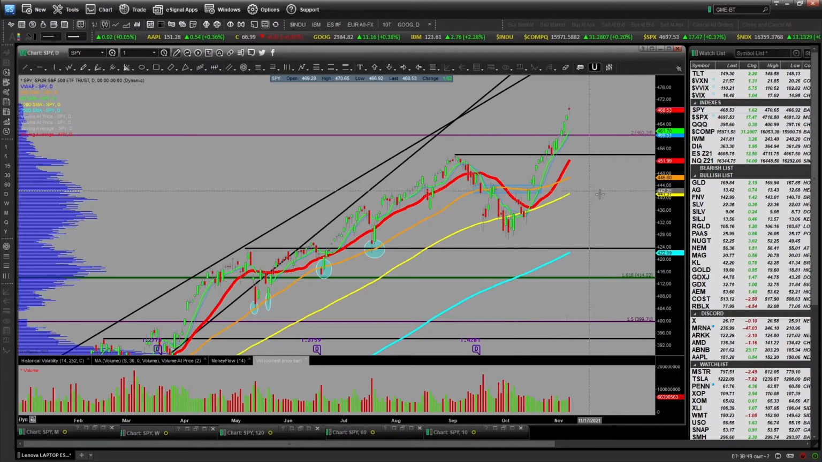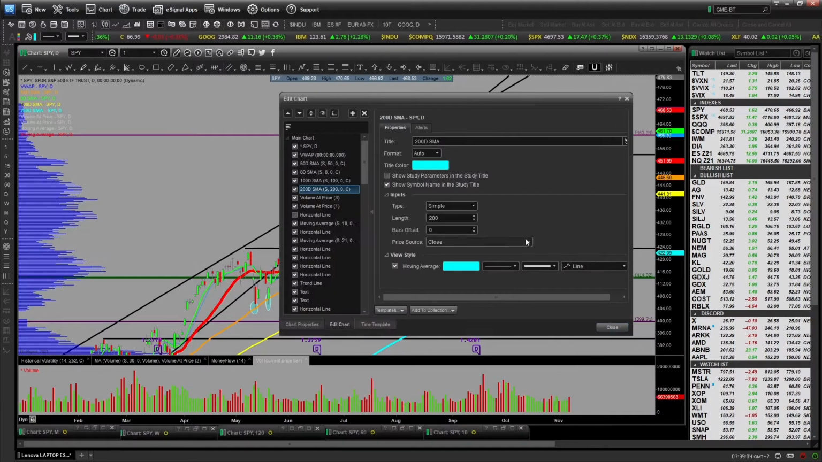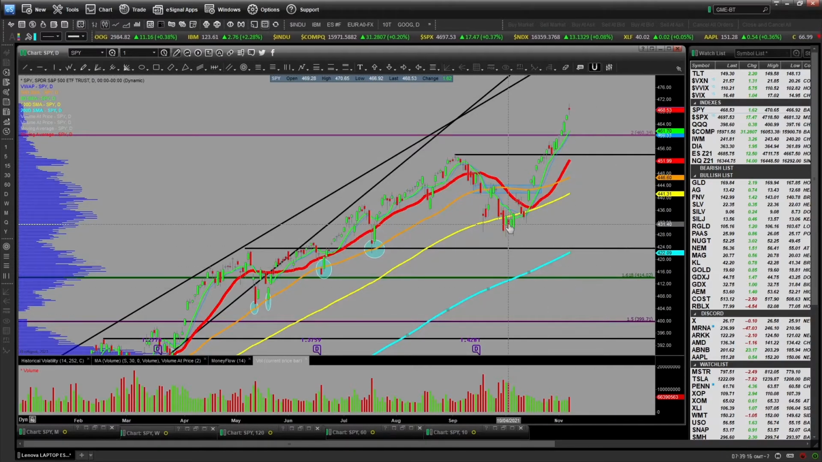So for me, I have the 20-day in red, 50-day in orange, 100-day in yellow, 200-day in blue. Now you can change your moving averages if you just right click on them typically. Change the color, you can change the type, you can be simple or exponential. I just keep it simple. You can Google what the difference is.